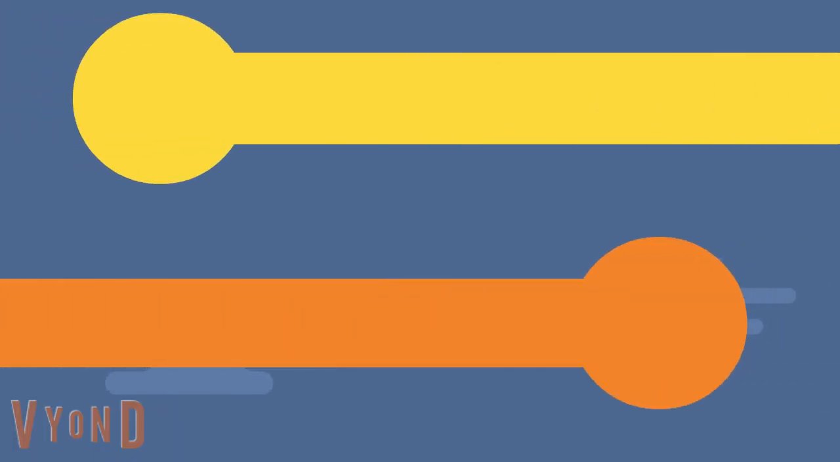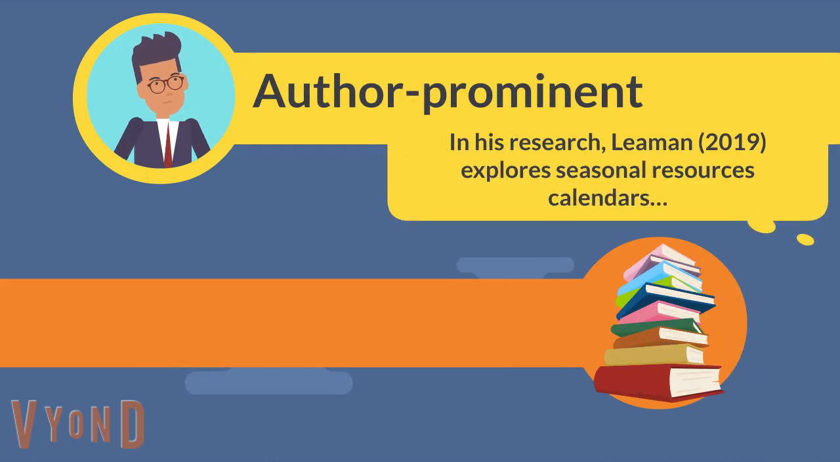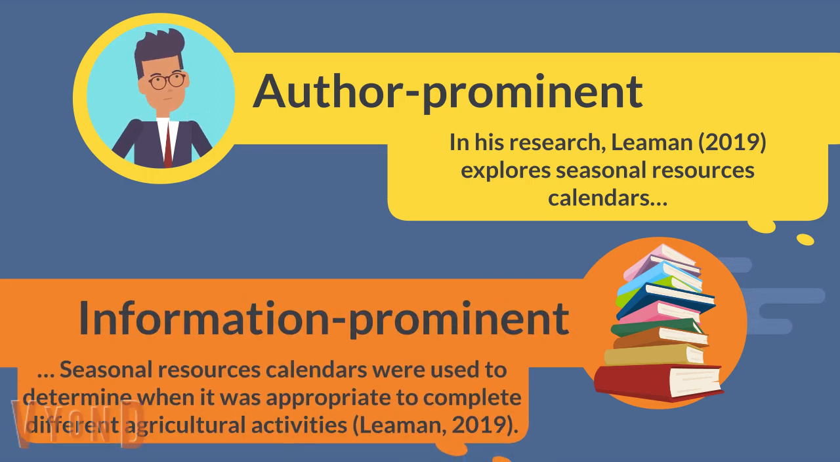Different referencing methods may highlight the importance of the author or give more weighting to the information. Author prominent citations is when the author is the subject of the sentence. It's the author's work that explains the topic. Information prominent citations, on the other hand, is where the information is the most prominent element of the sentence, followed by where that information came from.